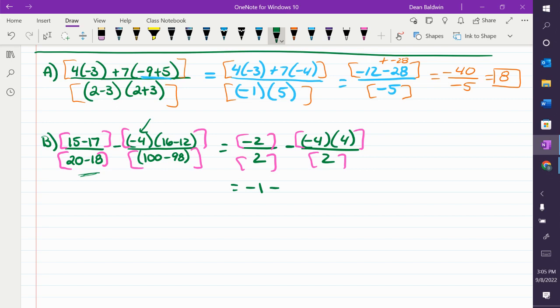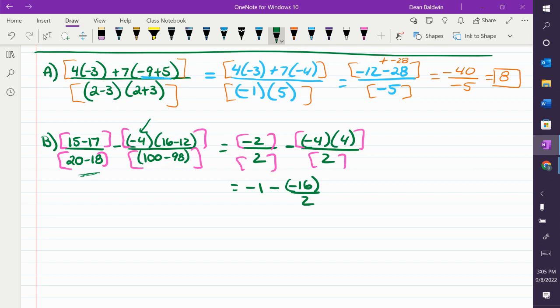Minus, now we got to deal with this thing. What do I have to do here first? Multiply the negative 4 by the 4. We're going to do the tops. Negative 4 times 4 is? Negative 16. What do I do next? Negative 16 divided by 2.